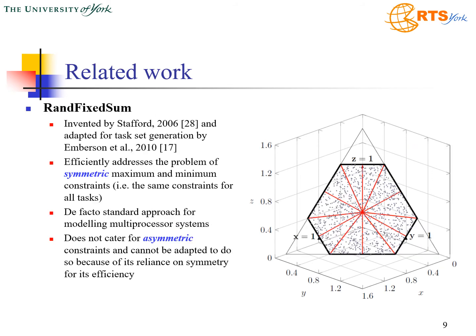The round-fixed sum algorithm, invented by Roger Stafford and adapted for task set generation by Paul Emberson, efficiently addresses the problem when you have symmetric maximum and minimum constraints. That's where the constraints are the same for all tasks. And it has become the de facto standard approach for modelling task utilization values in multiprocessor systems. Unfortunately, round-fixed sum does not cater for asymmetric constraints, and it can't be adapted to do so because of how it relies on symmetry for its efficiency.